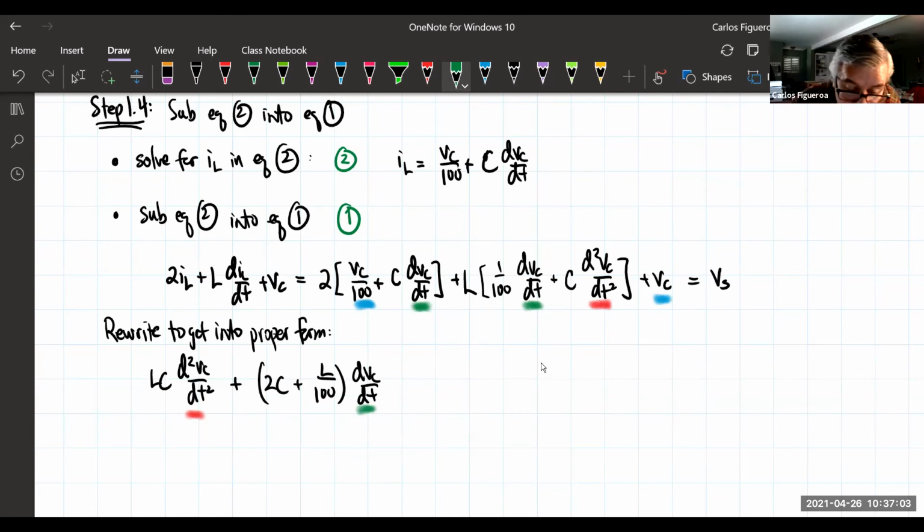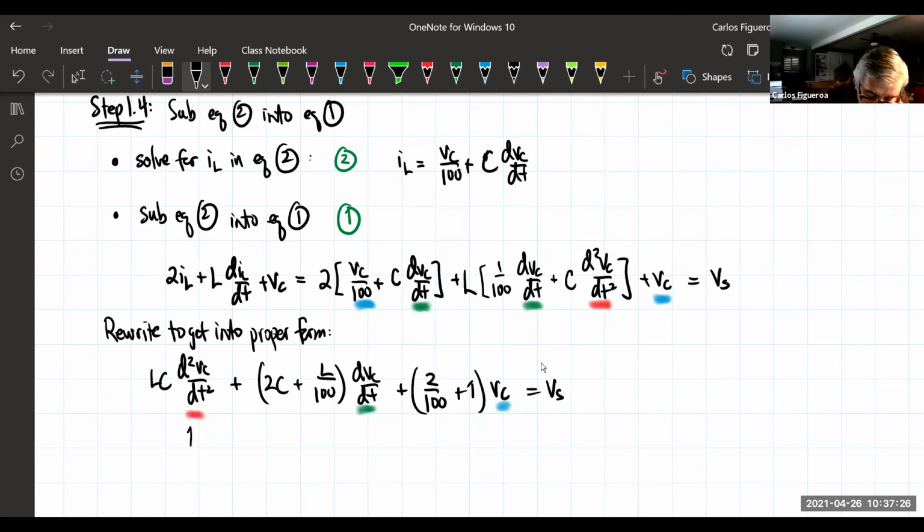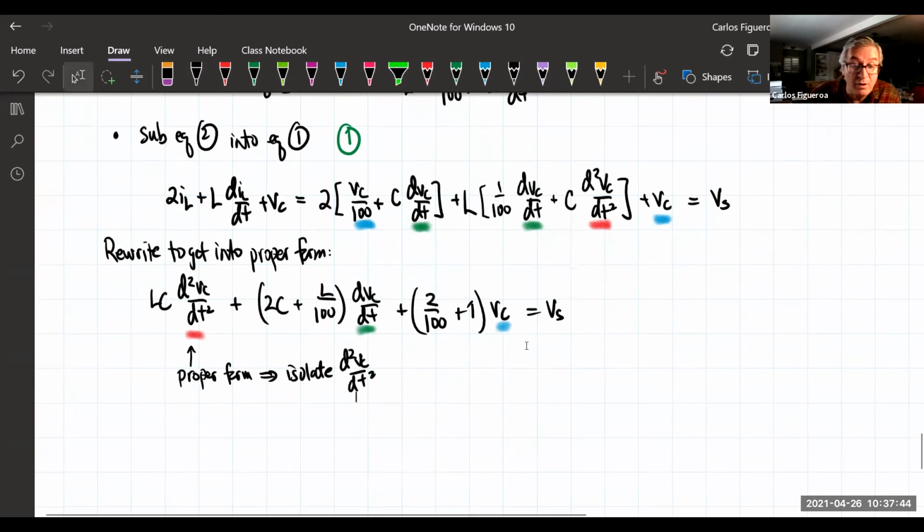And then I got to go get my single terms. You could see I'm going to get 2 over 100, and then I get 1, and that gives me VC. And all of this has to equal V source. Proper form means that I have to isolate this guy, right? Proper form implies isolate. And why do we do that? Because when we get to step 2, that becomes very powerful.